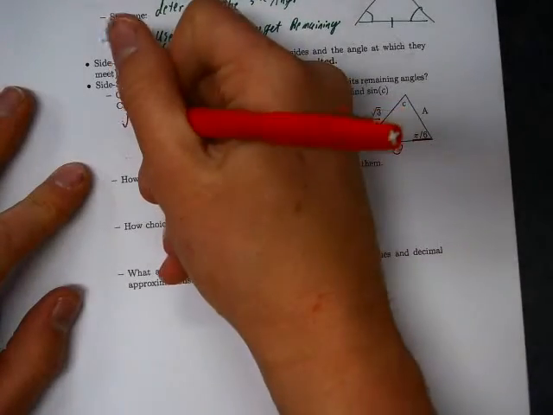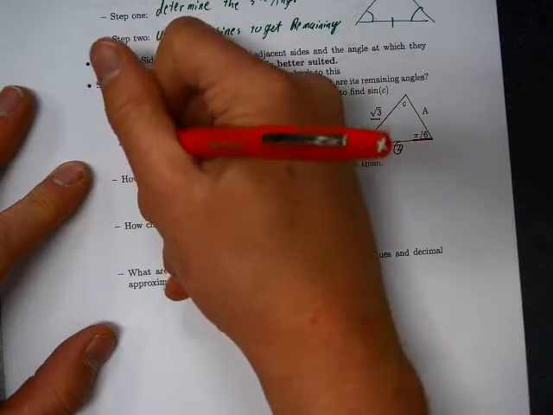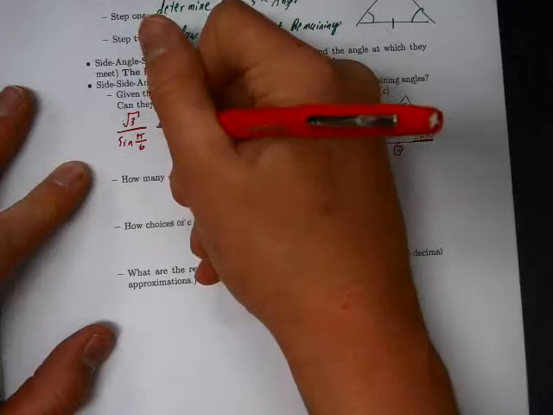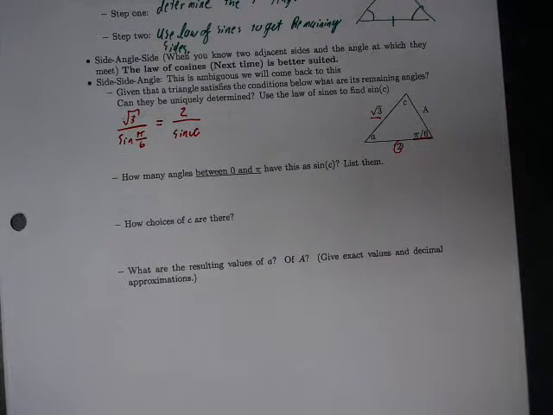So you know that the square root of 3 divided by the sine of pi over 6 is equal to 2 divided by the sine of little c. How many unknowns are there in that equality? 1. One equation, 1 unknown, we can determine c. And how are we going to do that? I guess you should multiply both sides by sine of c, multiply both sides by the sine of pi over 6, divide both sides by the square root of 3.